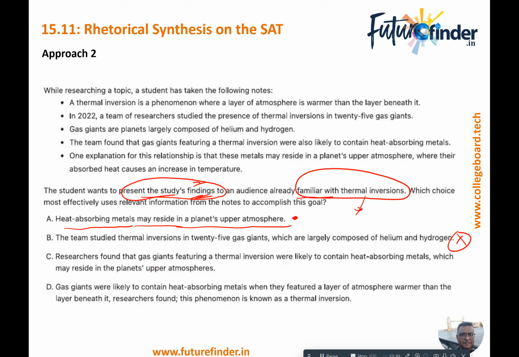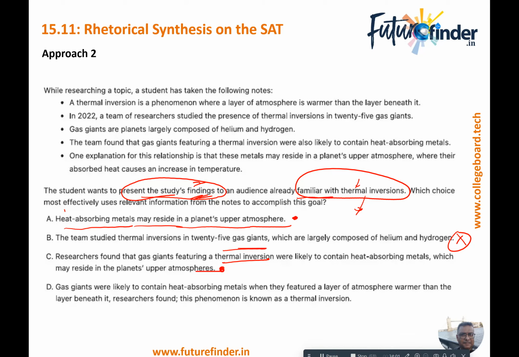Researchers found that gas giants featuring a thermal inversion are likely to contain heat absorbing metals which may reside in the planet's upper atmosphere. This is the same thing in a little bit of detail, I'm quite sure. So yeah, this could be one of the potential answers, right? Okay. And this doesn't define thermal inversion as well, because any definition of thermal inversion will rule out that answer, because we are presenting to an audience which is already familiar with thermal inversions.